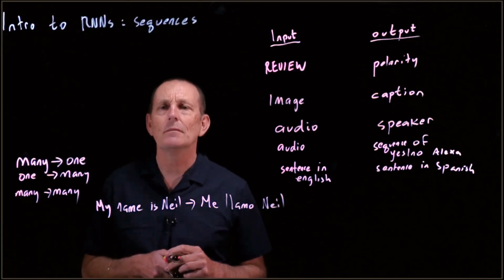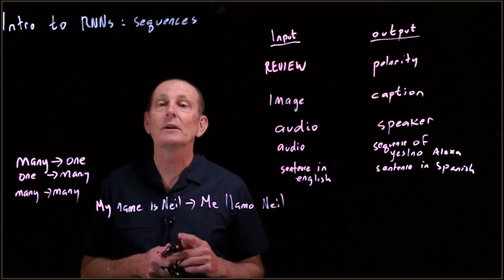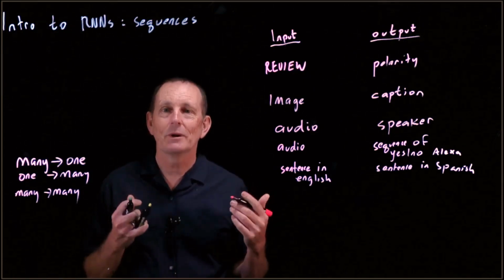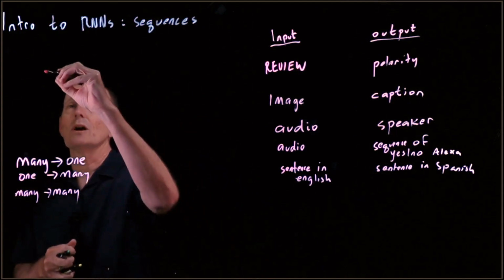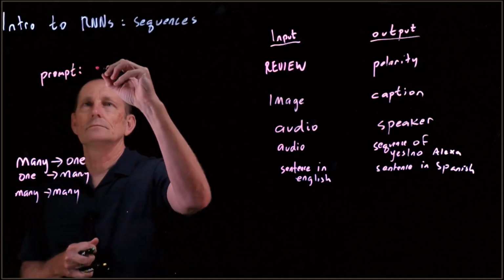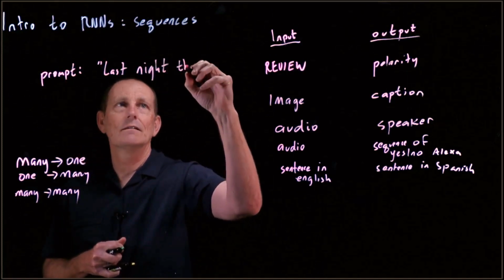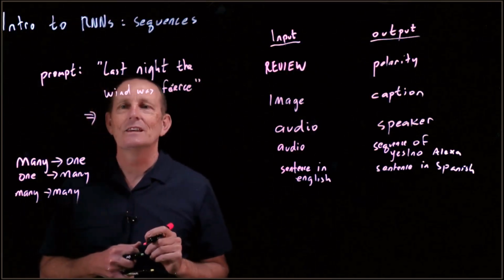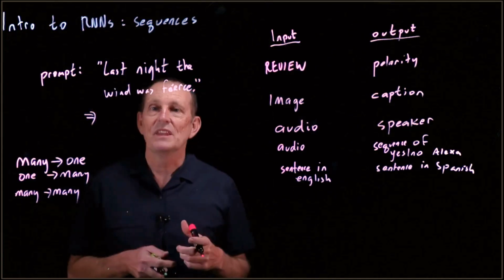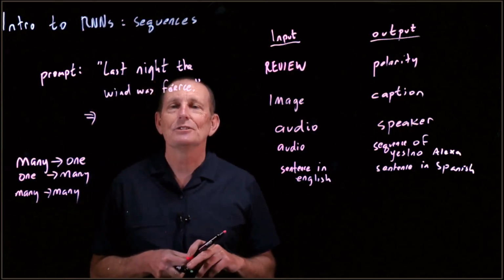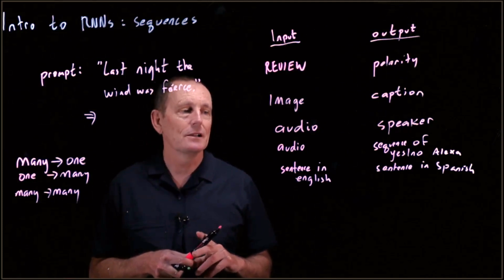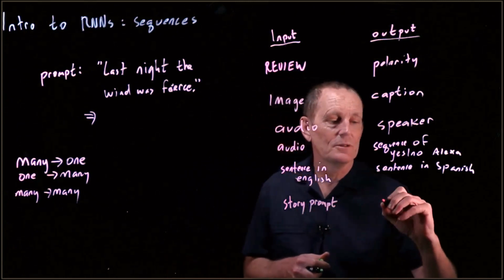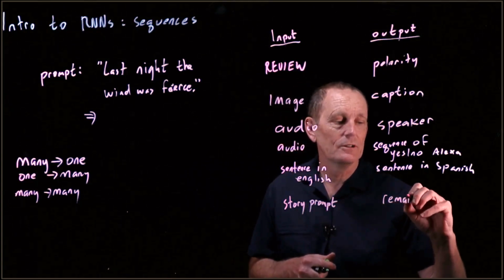Let's say we've trained a model on Hemingway, and now we want to generate faux Hemingway. Okay, so what we might do is provide a prompt like, last night the wind was fierce. And then what we want is to get the next sentence or paragraphs to try and come up with a story in Hemingway style. So here we might have a story prompt, and the output might be the remainder of the story.